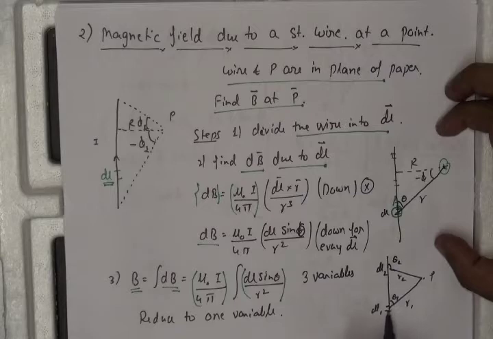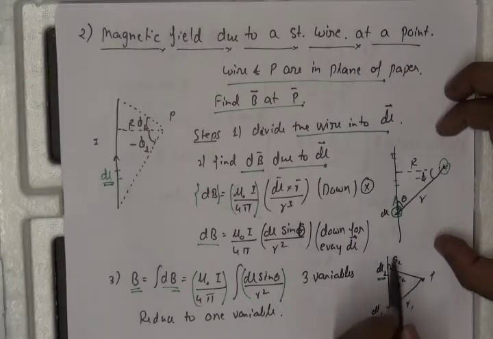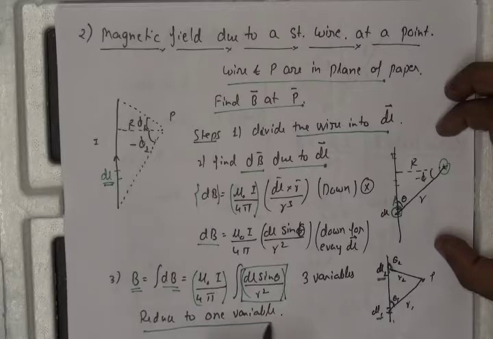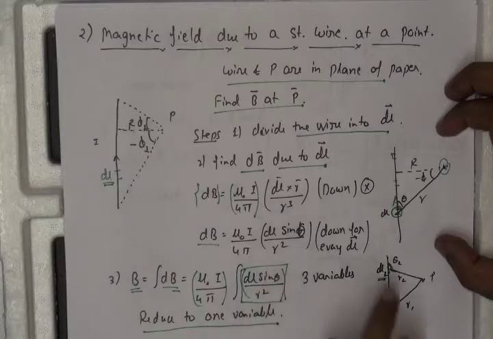For instance, if I take a dl here, dl1, the distance of the dl from the point P is r1, the distance of the dl2 from the point P is r2. The angle between dl and r1 is theta 1. The angle between dl and r2 is theta 2. So for every dl, both r1 and r2 are changing, and theta 1 and theta 2 are changing. Whenever there are more than one variable in an integration, we first have to reduce them into one variable, and generally it is the trigonometric variable we prefer. So we will prefer that all the variables come in terms of theta.